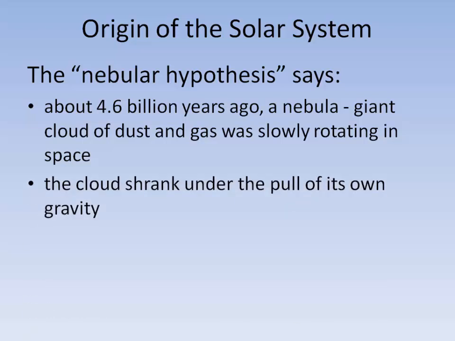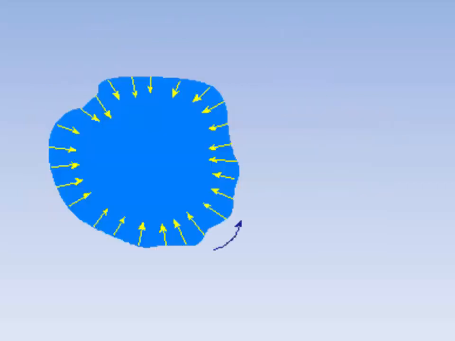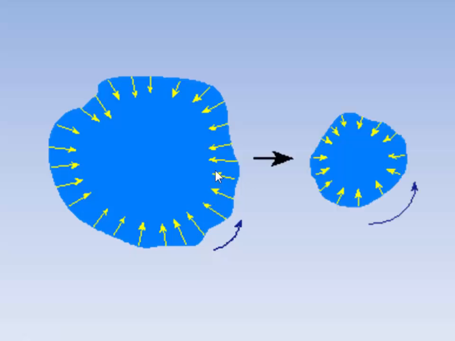The cloud began to shrink under the pull of its own gravity. The gas and dust particles began to attract each other, and the cloud began to shrink. So here's a little diagram that shows the nebula, and the inward arrows are indicating the force of gravity pulling this together. It's slowly rotating. As it shrinks, it begins to rotate faster and faster. That's just a property of physics.